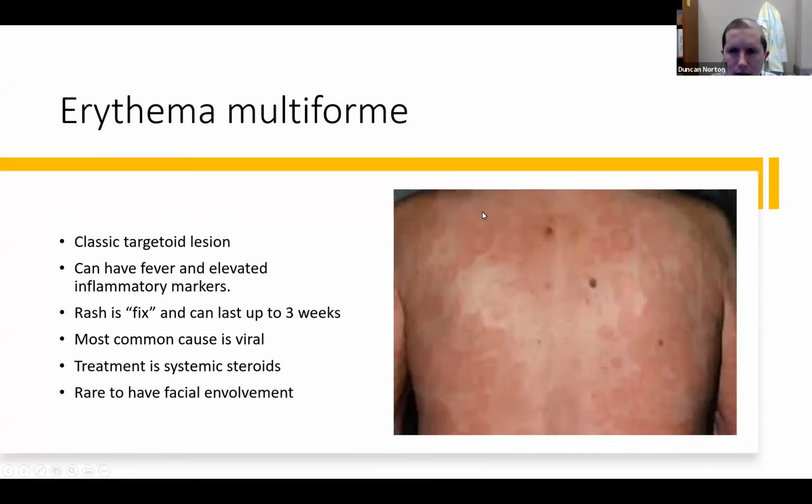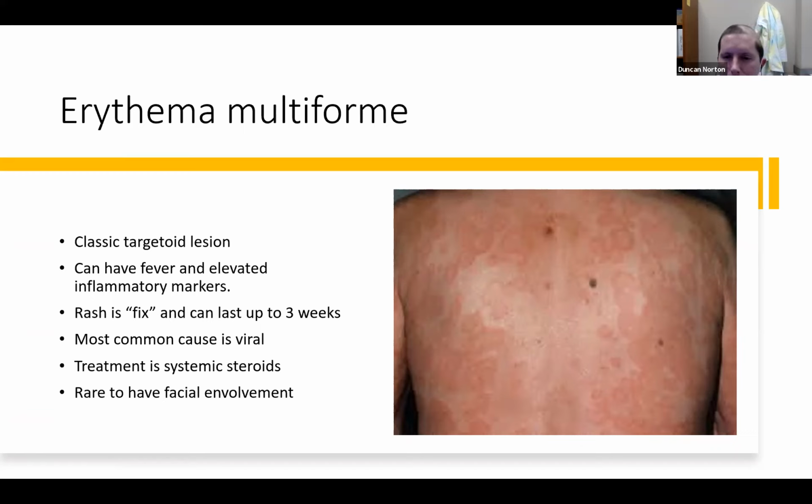Next is erythema multiforme. This is what the classic targetoid lesion is like that you learned in med school. These can have fever and mildly elevated inflammatory markers, but the key thing that differentiates this from urticaria multiforme is these are fixed. These are not going to move. They can last up to 3 weeks.